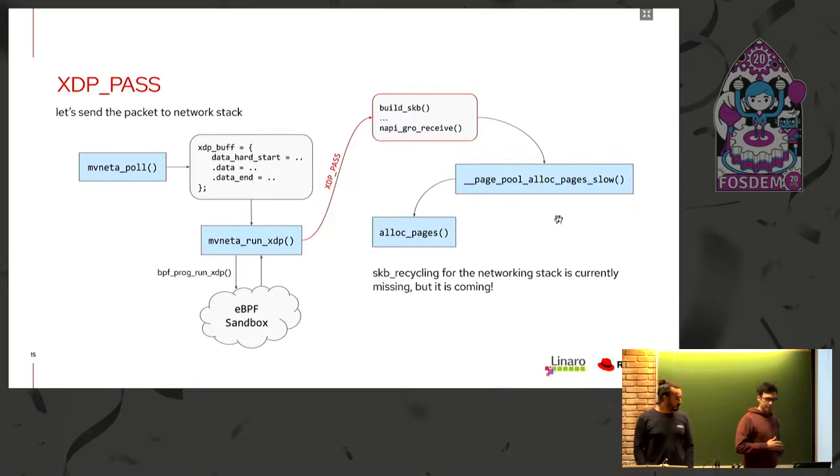What we notice, moreover, in this slide is that in this particular case we are not able to recycle the buffer yet, since whenever we need to refill the DMA engine with new buffers, we need to go through the standard page allocator. But as Ilias said, this feature is under development.